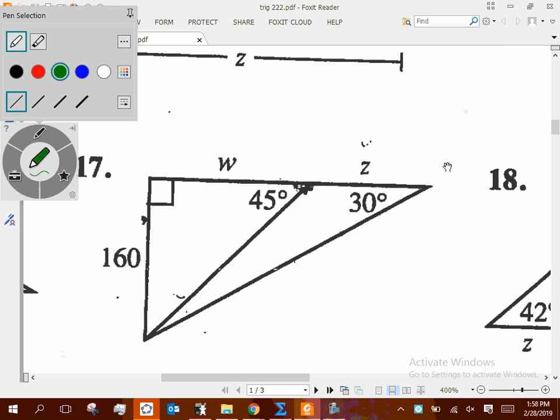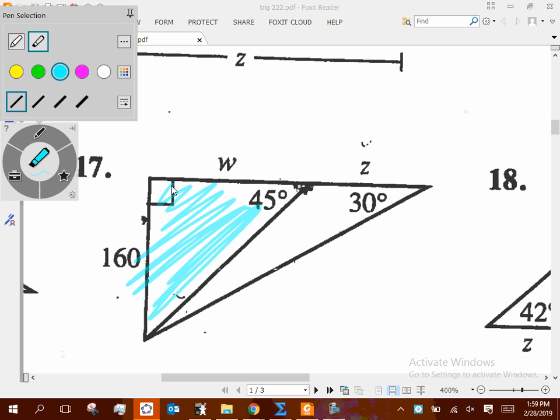All right, so let's do 17. Can I teach it? No. You know how to do it. What are you going to do? Well, there's a 45, 45, 90, and a 30, 60, 90. So you've got two triangles here overlapping each other, right? Yeah. So you're seeing this. Do you want me to answer for W? Sure. What's W? 160.